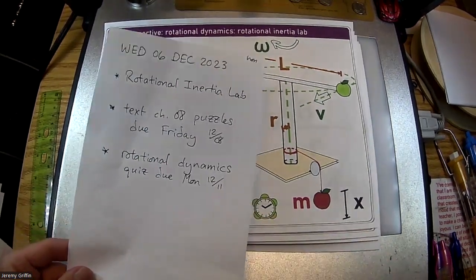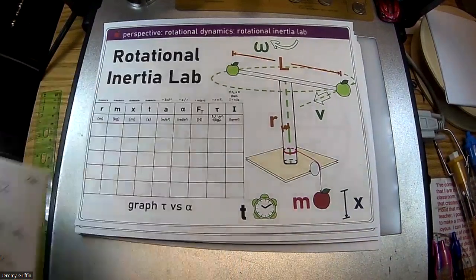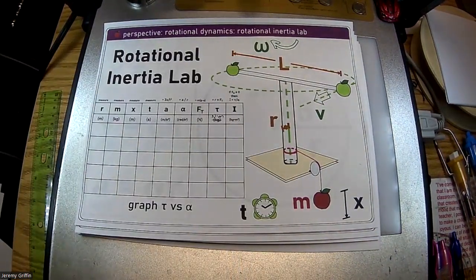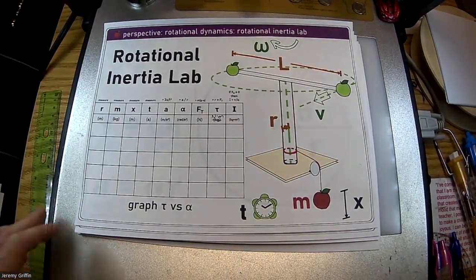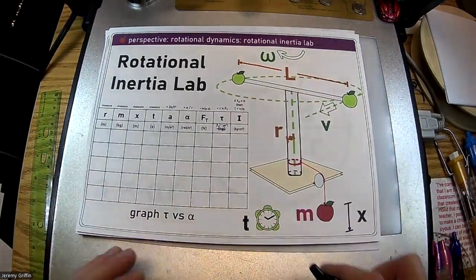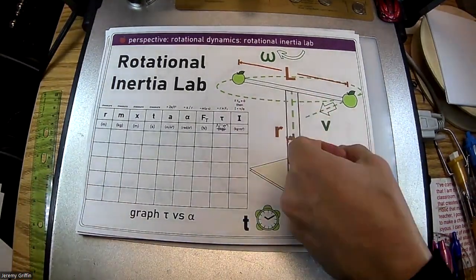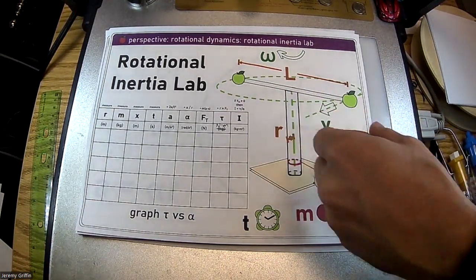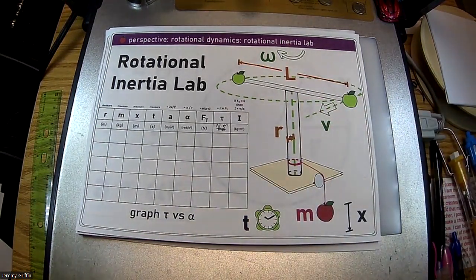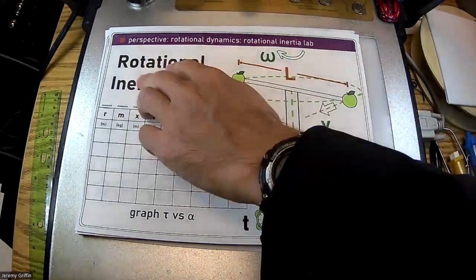All right, so you guys good with what we're doing? Let's switch over to this rotational inertia lab. Do you see this pipe contraption in front of me? If I grab the center and spin it, I feel some resistance to change in motion. And what's that resistance to change in motion called?